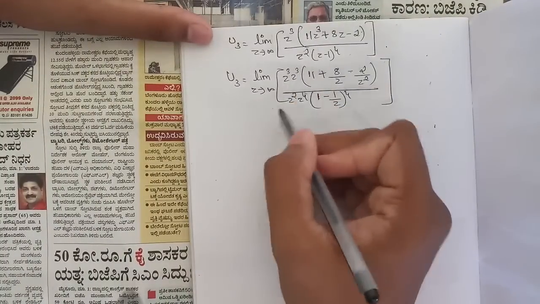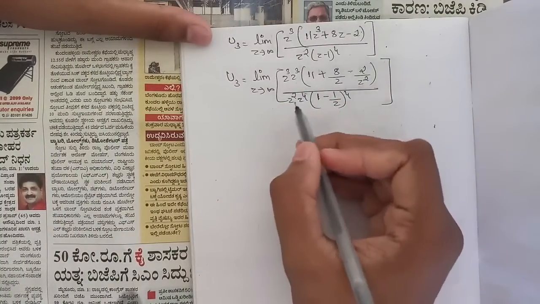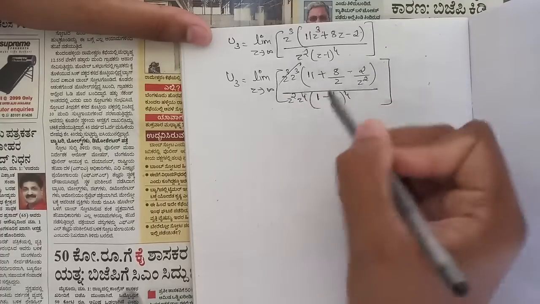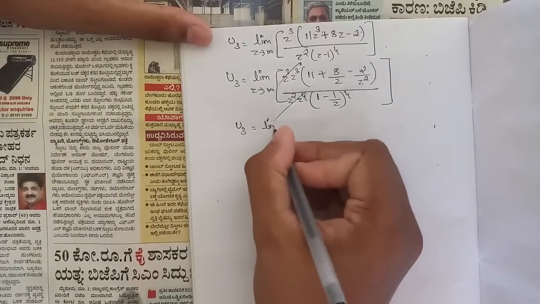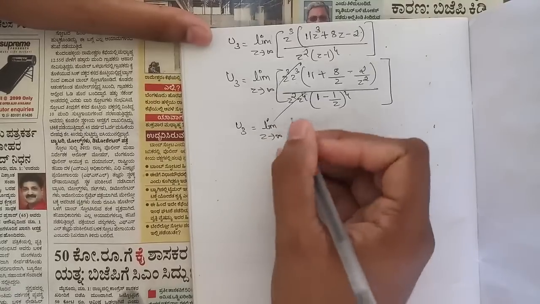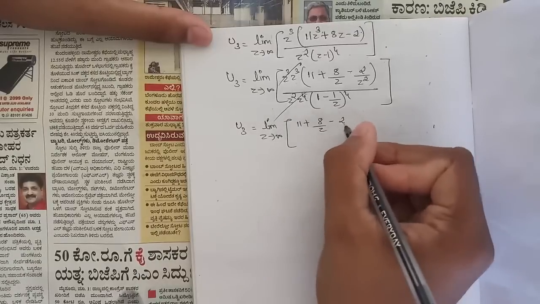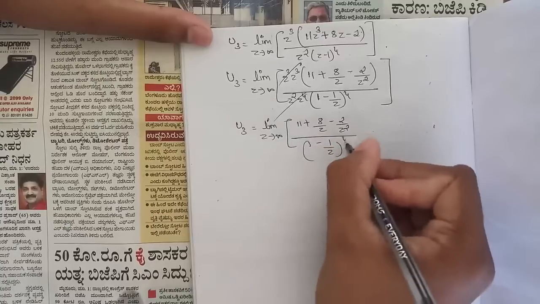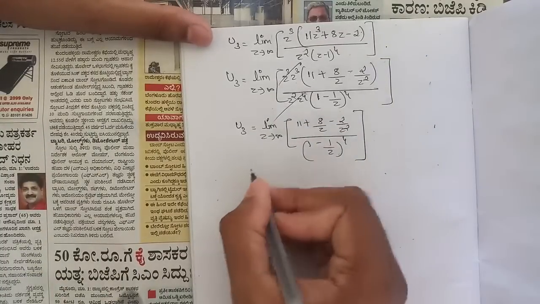So now we can cancel these two terms. Since z cube into z cube is z to the power 6, and also z square into z to the power 4 is z to the power 6, we can cancel these two terms. So the remaining term is 11 plus 8 by z minus 2 by z square divided by 1 minus 1 by z whole to the power 4. So now again let's apply the limit condition.